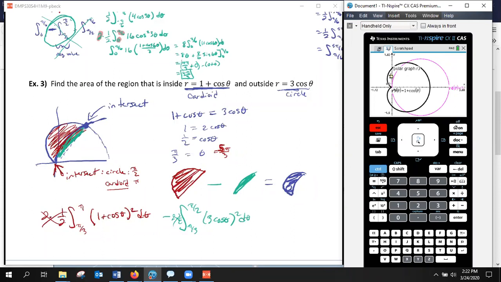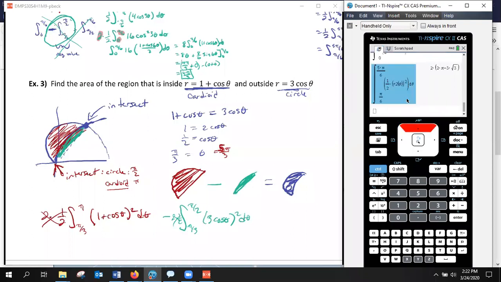Seeing as how we've taken a long time already, let's just go ahead and do this in the calculator to make life easier. So I'm going to include a 2 here just because I have the 1/2 on the outside anyway. I now want the cardioid, so this is pi over 3 going to pi.